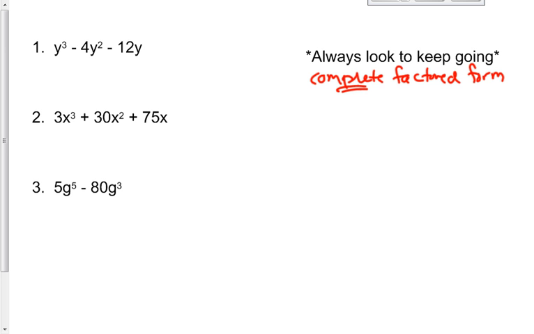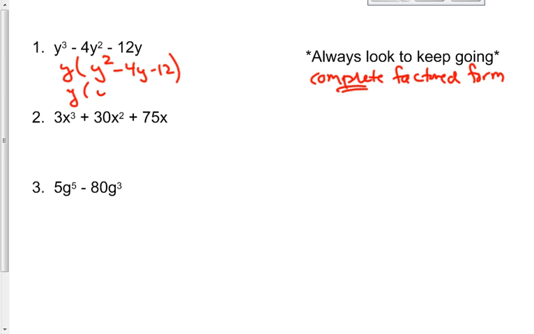Number 1, when I look across all the way through this, I see that I've got a y in common. Y is coming out first. y squared - 4y - 12. Now when I look inside that bracket, I've got a simple trinomial. That simple trinomial is also going to factor.